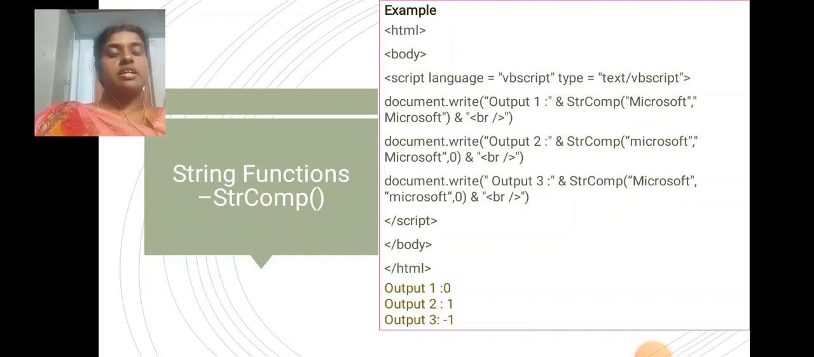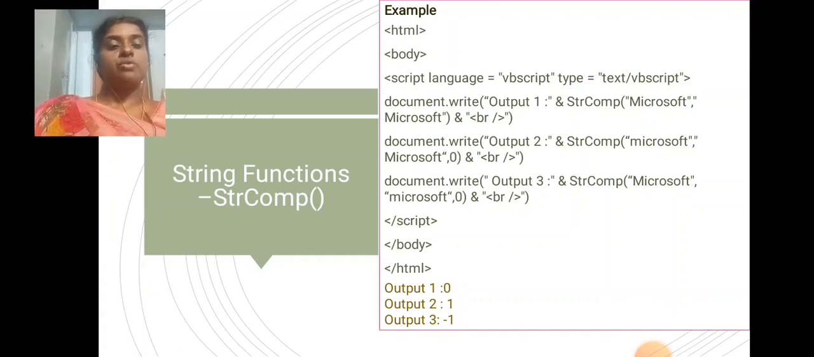The next two methods use the compare option, whether we want to perform a case sensitive comparison or a non case sensitive comparison. Both of them take 0, so we perform a case sensitive comparison. In the second line, the first input is string compare of Microsoft, Microsoft. The first character is a small m in the first string and a capital M in the second string. So the search will be performed like this.